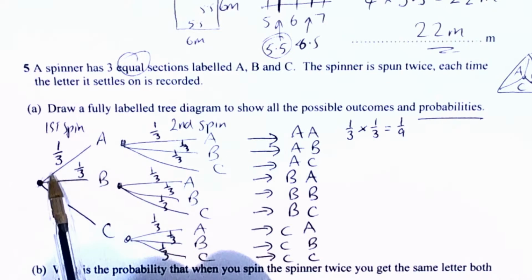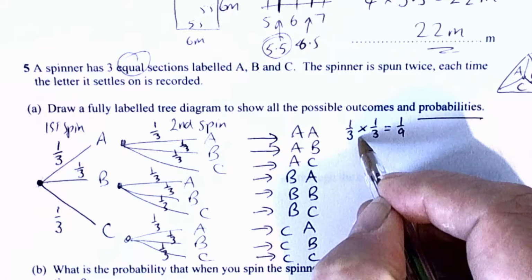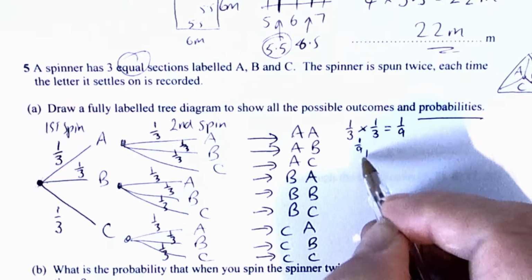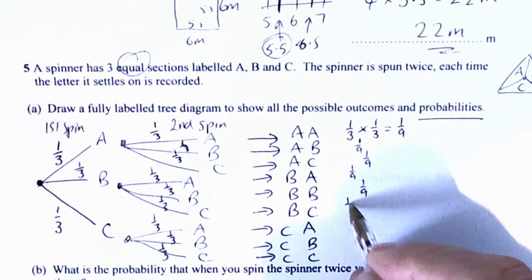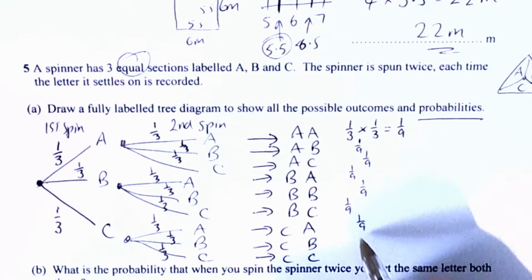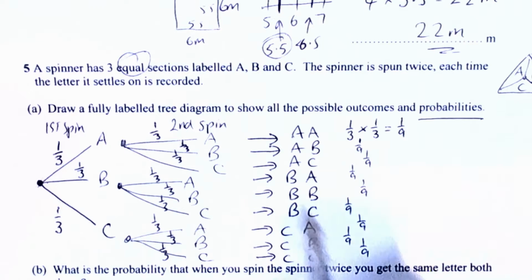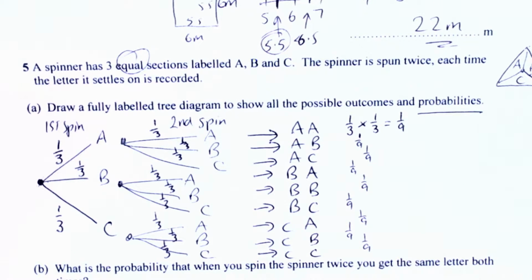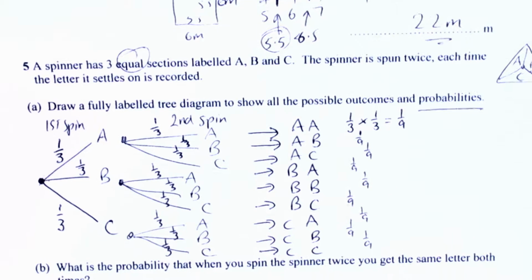Now what we notice is every one of these branches is following 1/3 by 1/3, 1/3 by 1/3. So as it happens, every one of these will have the same probability. Doesn't always happen, so don't just assume. You have to think about the probabilities of each branch and multiply them as you come through. So that's the fully labelled tree diagram, all the possible outcomes and the probabilities all labelled out.